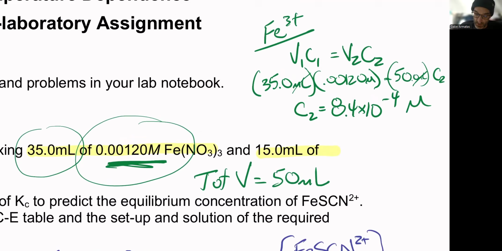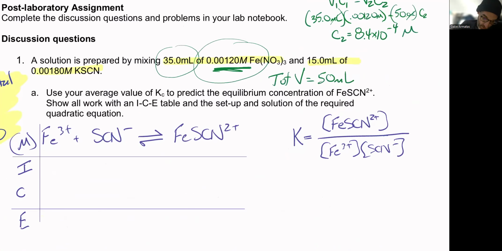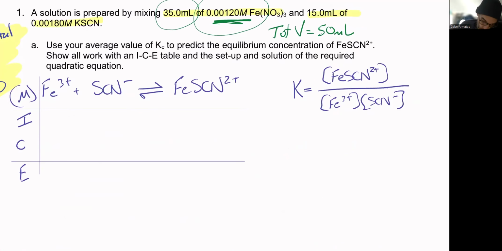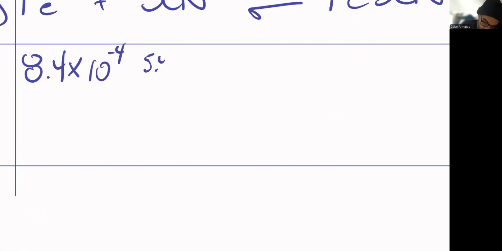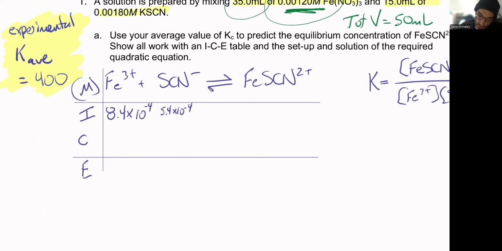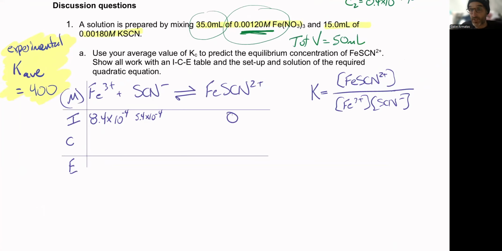Again, V1C1 equals V2C2. We're going to do the same thing for thiocyanate, but I can tell you what it is and you can check your answer. My initial concentration for iron is 8.4 times 10 to the minus 4. My thiocyanate is 5.4 times 10 to the minus 4. So that's what you should have there. Do I know any other numbers? I do know that I have 0 iron thiocyanate to start. I do know that I have 400 as my value of K. That's pretty much it.